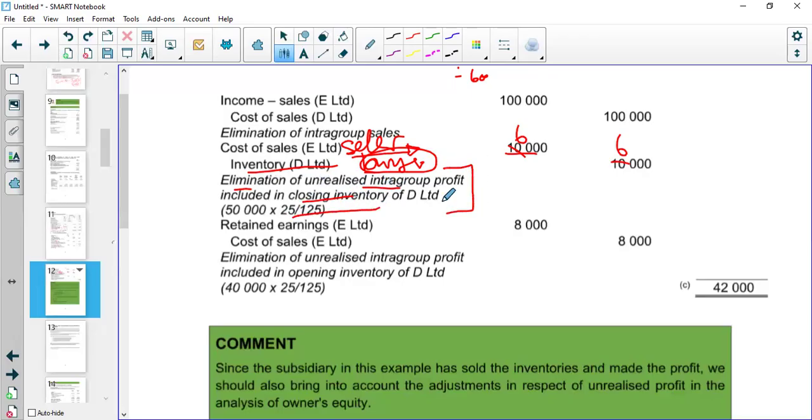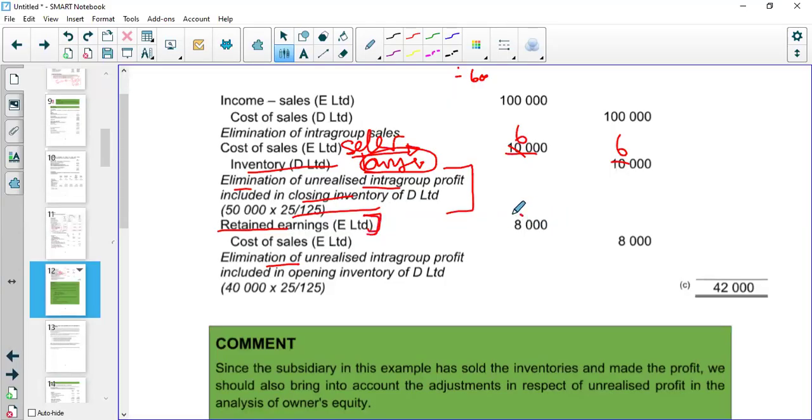I'll go back to the analysis of equity to show you something. Now, for the opening inventory, last year, the seller, remember, recorded this as a profit already. So in the books of the seller, the separate financial records, in the books of the seller last year, the profit is sitting in retained earnings. And we have to go to that retained earnings of the seller and say, no, you can't recognize this.